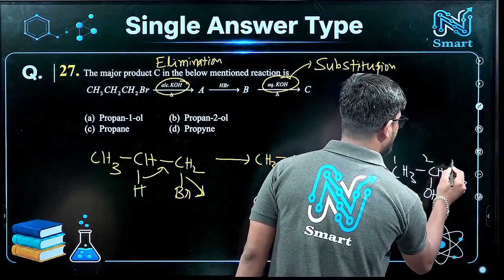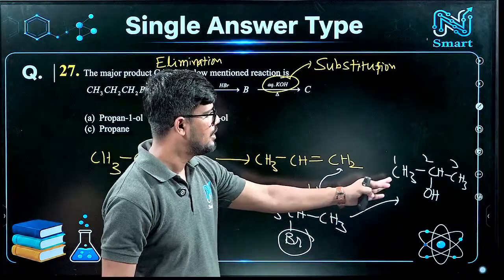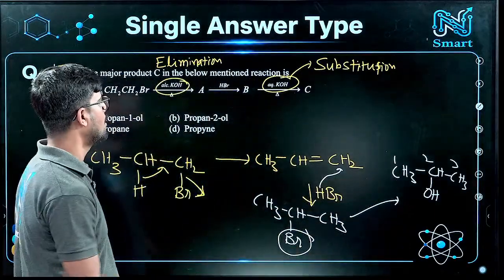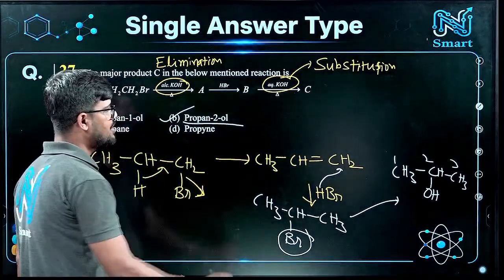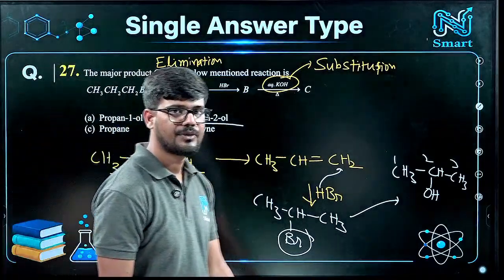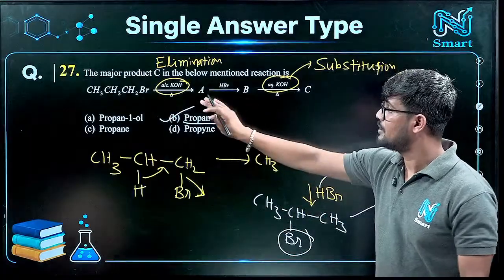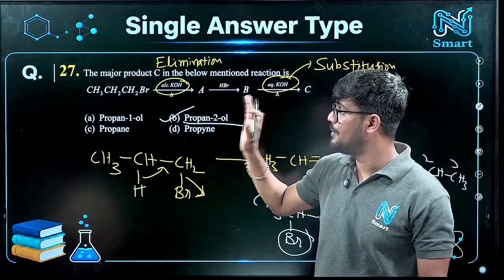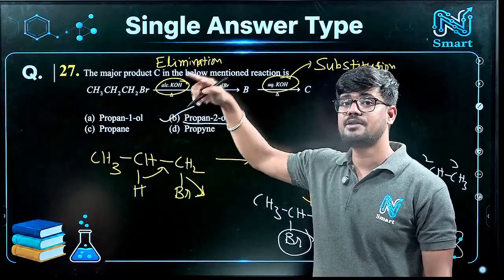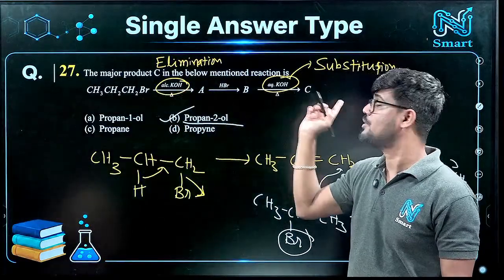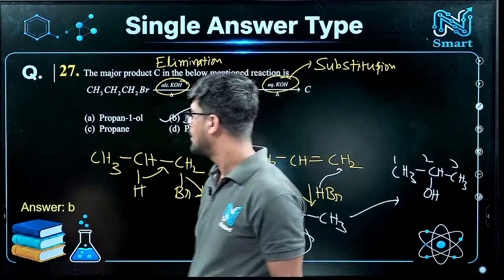So basically 1, 2, 3, propan-2-ol or propane-2-ol. Okay. Option B is the correct answer. So always remember, this is again based on the basic concept. Alcoholic KOH means elimination, aqueous KOH means substitution.